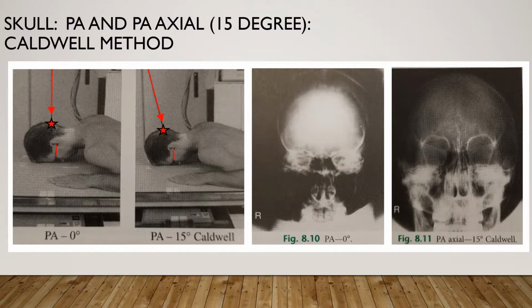Now when I take a look at my 15-degree PA axial, we are seeing that the greater or lesser wings of the sphenoid, the frontal bone, and the superior orbital fissures are in this particular position. The petrous ridges are projected in the lower 1/3 of the orbits. There's also no rotation. There's equal distance between the orbits and the lateral skull. You want to make sure you have optical density and contrast to visualize the frontal bone and the surrounding structures. You want to have sharp, bony margins with no motion.